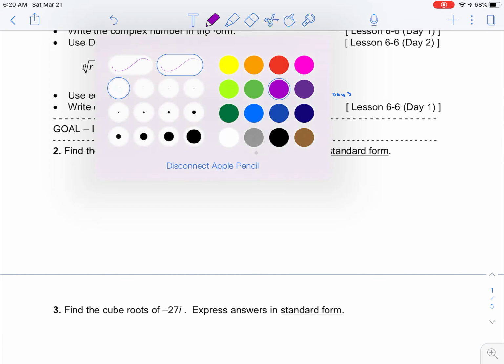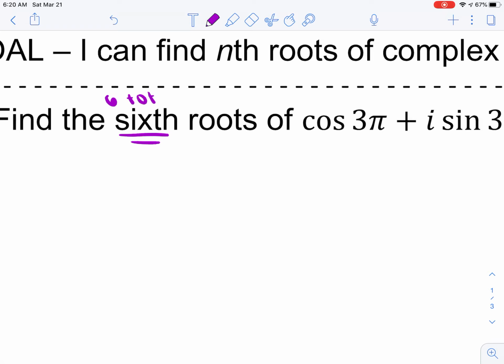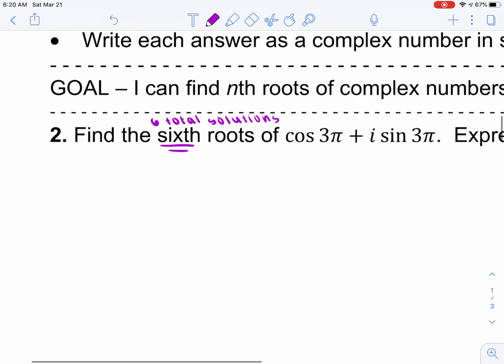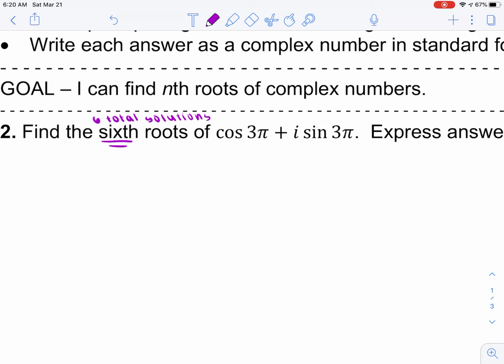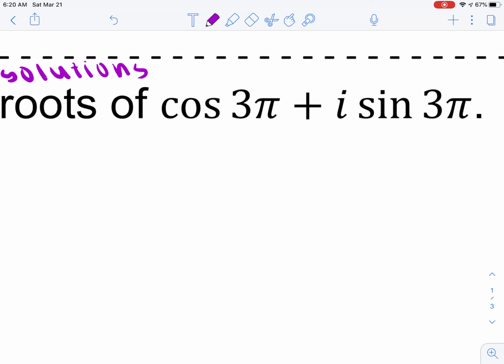Starting with the first problem on here, it says find the 6th roots, which means 6 total solutions. So when you are done and you are circling your final answers, you should have 6 of them. Now, you're given cosine 3 pi plus i sine 3 pi. Well, first of all, let's simplify this. If you go to 3 pi, well, remember, by subtracting 2 pi, this is really the same thing as pi, as is this.